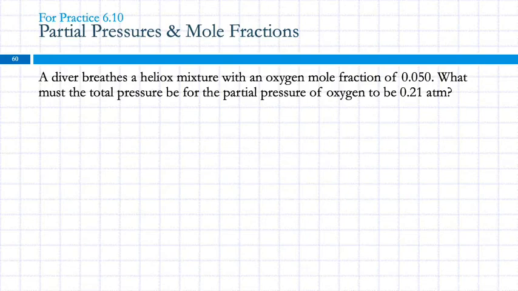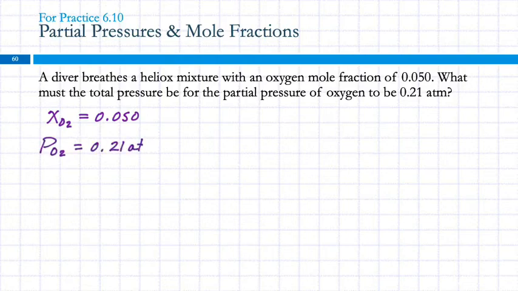So a diver breathes a heliox mixture with an oxygen mole fraction of 0.05. What must the total pressure be for the partial pressure of oxygen to be 0.21 atmospheres? Well, let's write down what they've given us. The oxygen mole fraction, chi, is 0.050. And the partial pressure of oxygen we want is 0.21 atmospheres. And it's asking, what's the total pressure going to be?